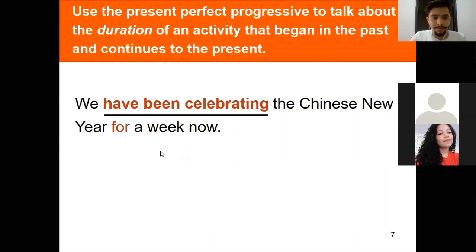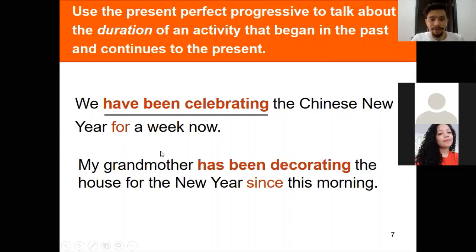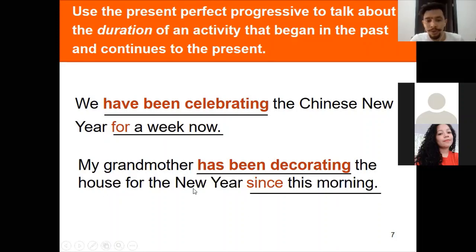So there you go. This is what I was saying before. Take a look at the next example so that you can see also the difference. My grandmother has been decorating the house for the new year since this morning. Now let me ask you, has she finished decorating her house? No, she hasn't. No. All right. She's still decorating, right?